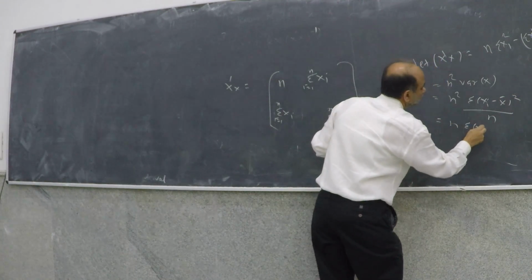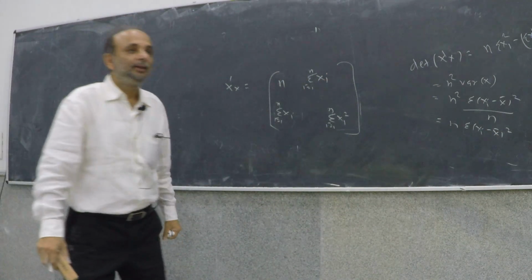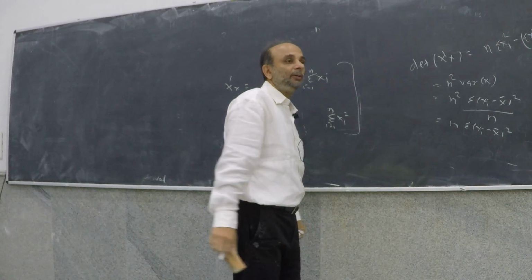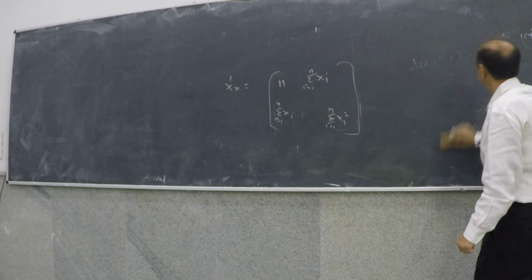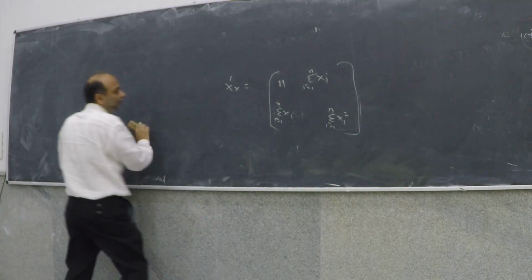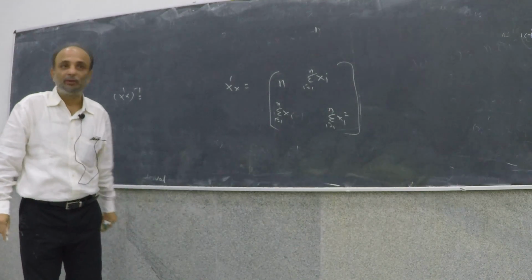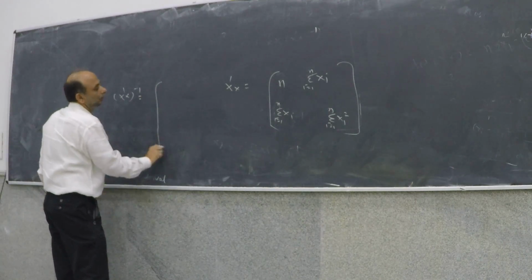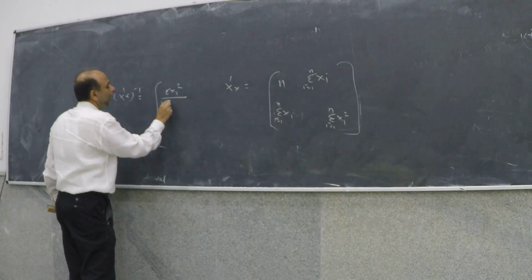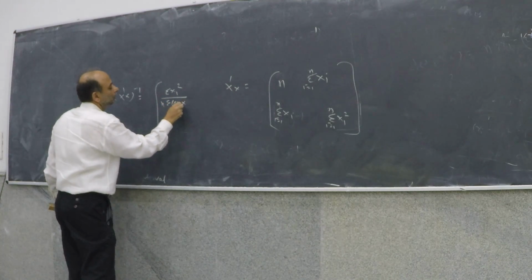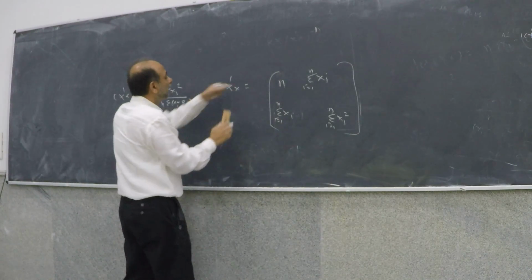Therefore, this becomes n summation xi minus x bar square. The determinant of x dash x therefore is n into summation xi minus x bar square. So my x dash x inverse matrix becomes: first I will write summation xi square upon n, that is the first element, right? Then the second element becomes minus summation xi.